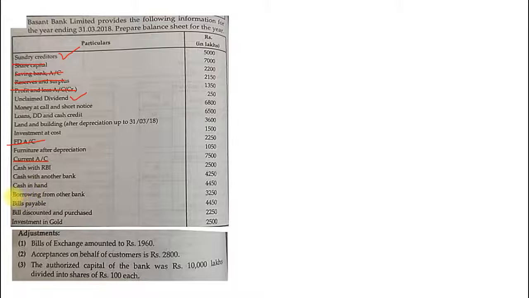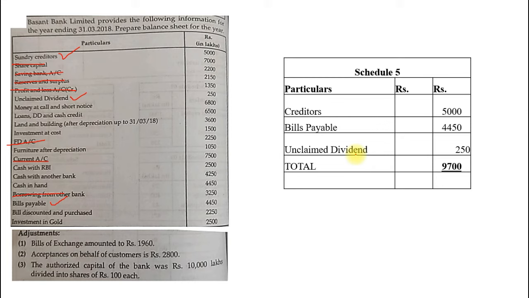Cash is not coming here. Borrowings has been done. Bills payable, yes, that's a liability. The bill discount, it doesn't come here. Investment doesn't come here. So I can see three things: creditors, unclaimed dividend, and bills payable, which come under other liabilities. So creditors 5000 plus bills payable 4450 plus unclaimed dividend 250 comes to 9700. That is schedule number 5 ka total.